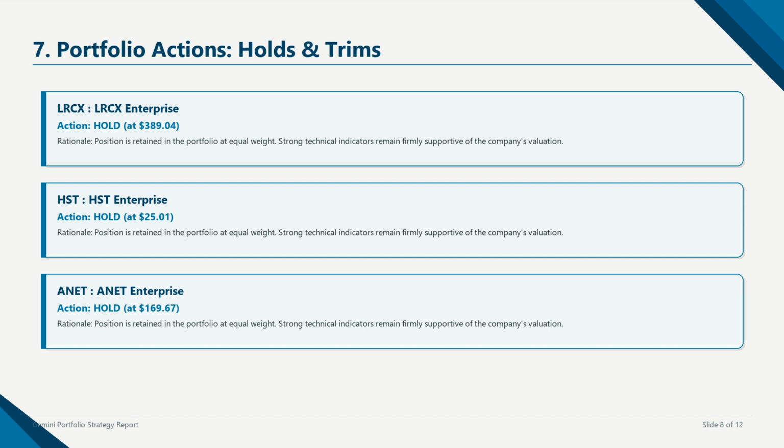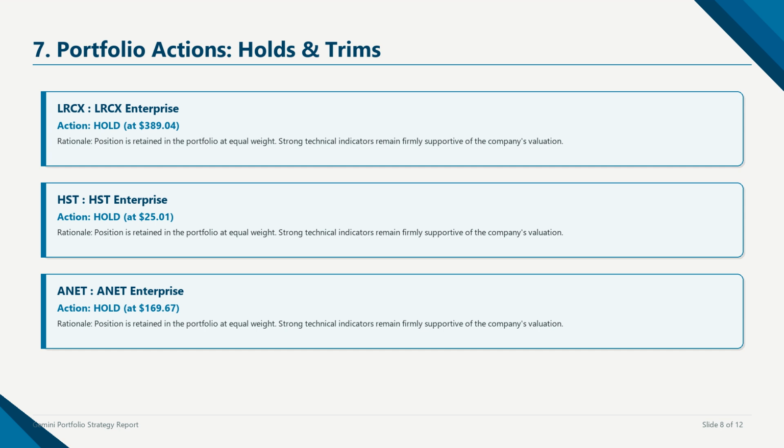For our current holds and trims, we maintain our core high-conviction positions in LRCX, HSD, ANET. These companies show robust industry tailwinds, and their technical trends remain strongly supportive of their current valuations. By maintaining these positions, we minimize portfolio turnover and transaction friction, in line with our target rules. We hold these names equal-weighted to capture their ongoing uptrend while avoiding overconcentration.